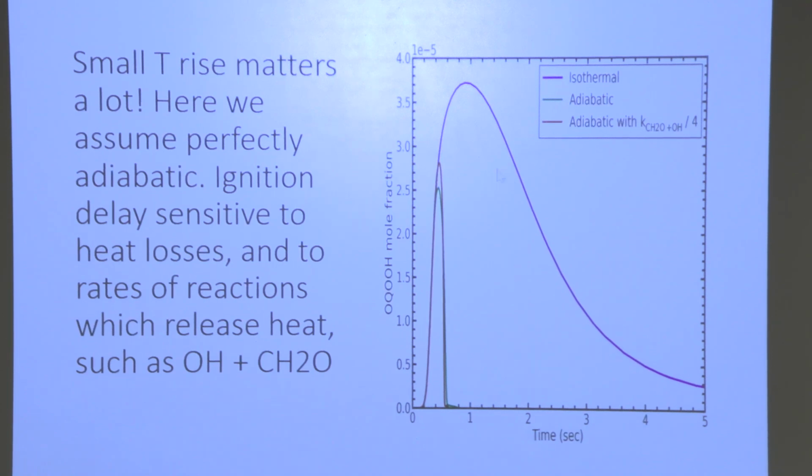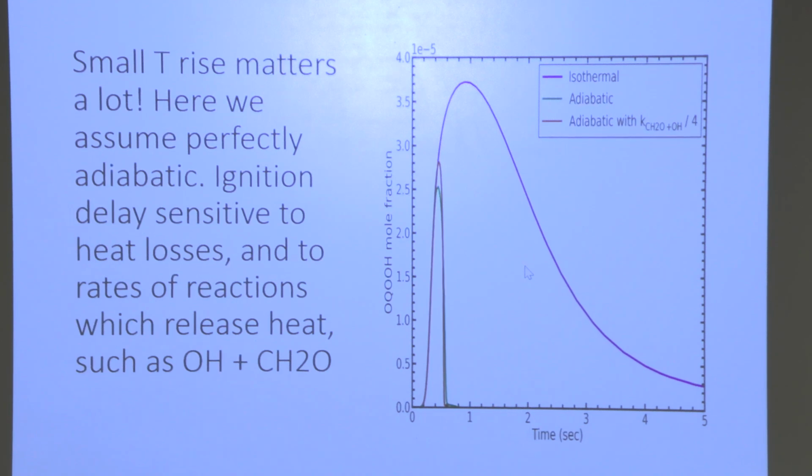And here's showing how different your concentrations of radicals would be if you had isothermal versus adiabatic, where you just change the rate coefficient for this one reaction by a factor of 4. And you can see they're all different. So it's pretty sensitive to this stuff.